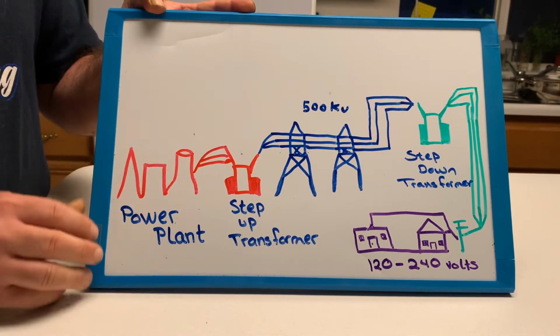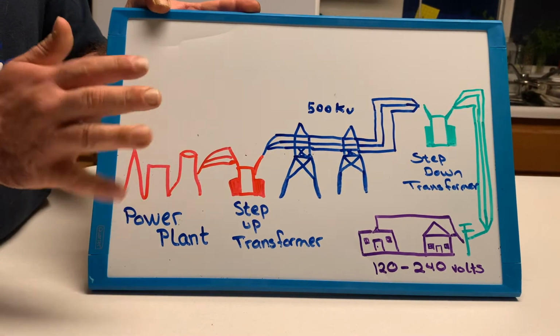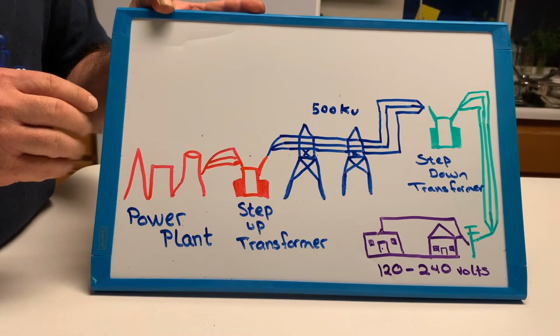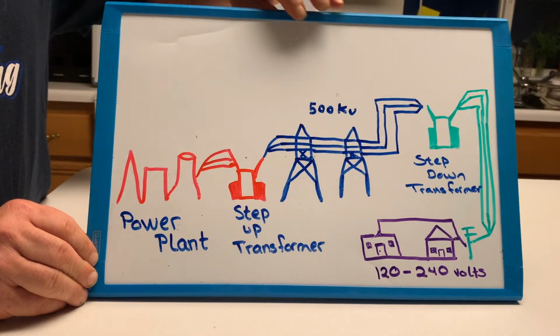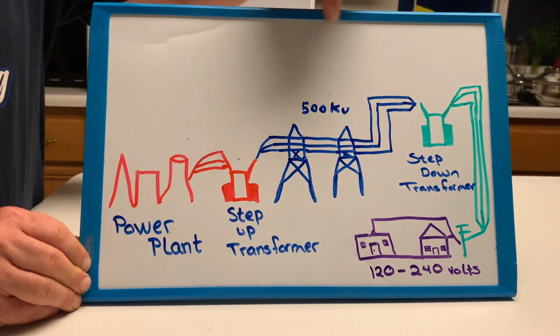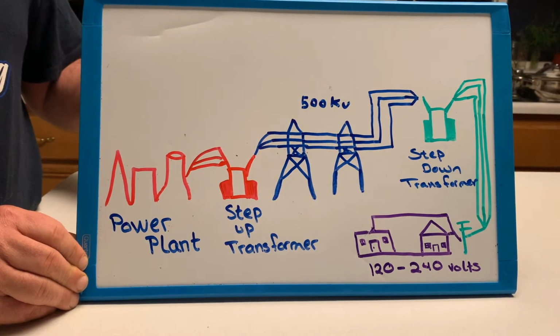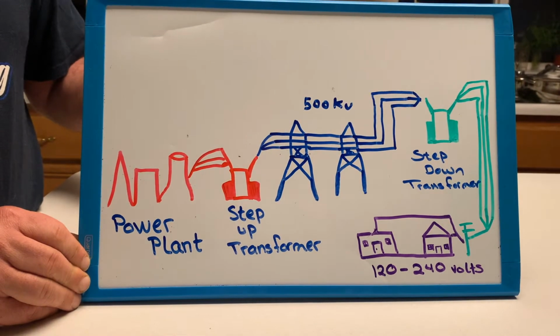Then what you now have is called a step-up transformer. So it steps up the power, and we'll talk about transformers a little bit later. It steps up the power up to about 500,000 volts or 500 kilovolts, and sends that power over long distances, which again, we talked about is possible with AC power, but not with DC.